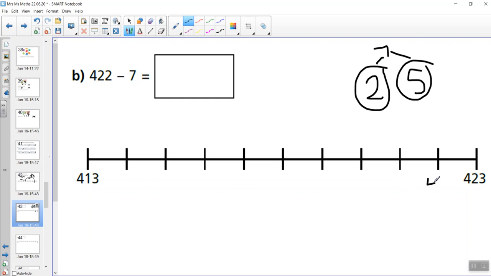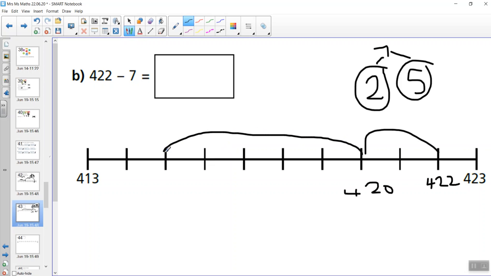So we're starting at 422. And I'm going to take away 2 to get me to 420. And I'm going to take away 1, 2, 3, 4, 5. And that will take me to 415.